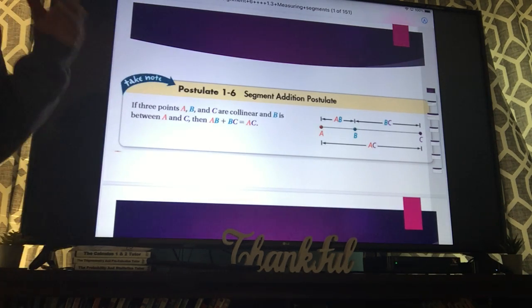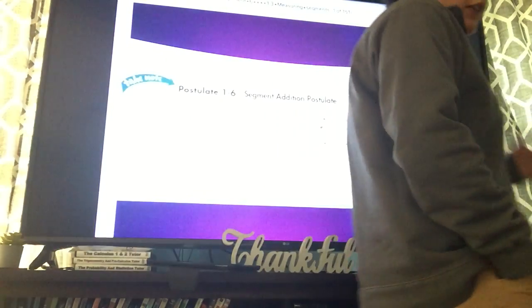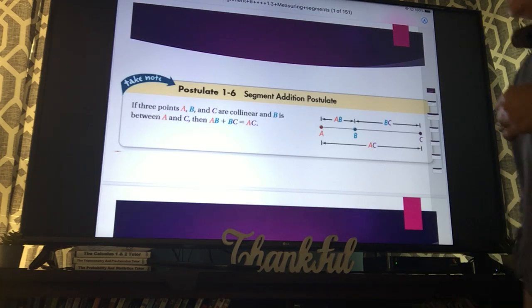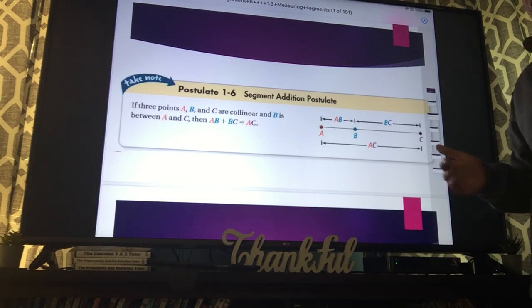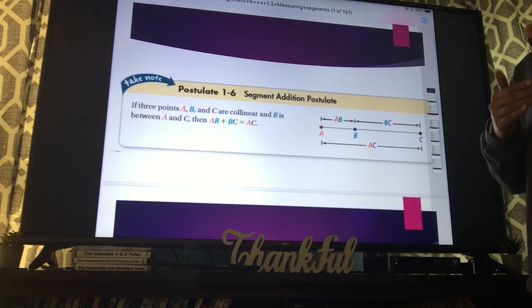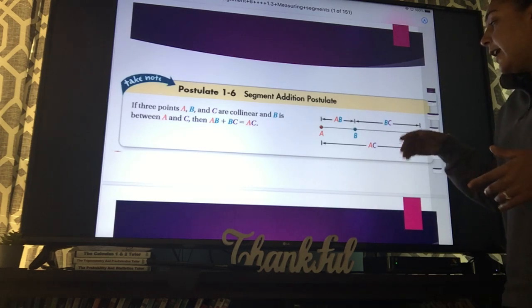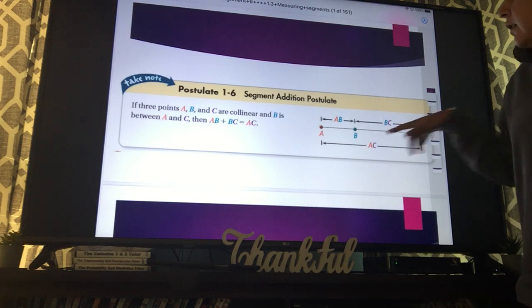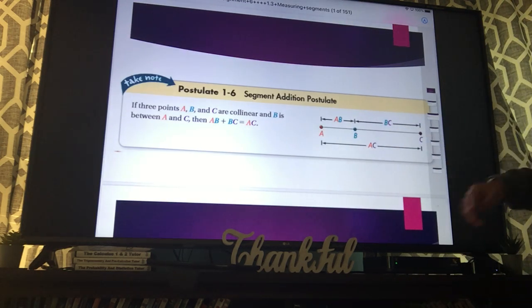So it says, if there are 3 points, point A, B, and C, and they are collinear, so collinear means they lie on the same line. And it says point B is between point A and C. So when you think about that, all they're saying is that the points go in order, A, B, and C. If you look at the line segment, it starts out at A, and then there's another point B, and then there's another point C, okay?